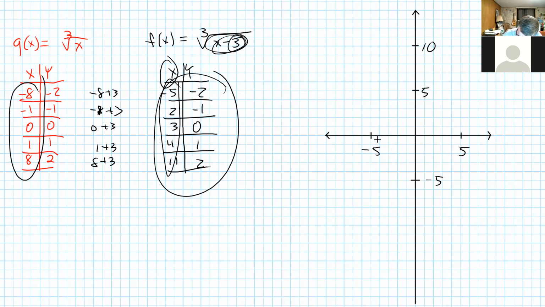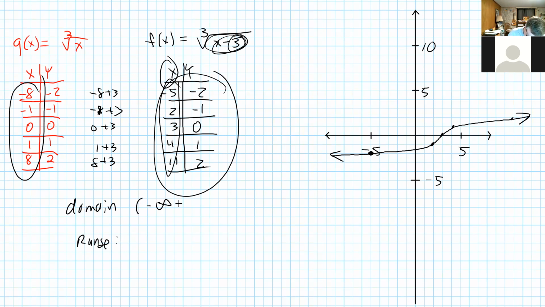Okay, negative 5, negative 2 is right there. And let's see, 2, negative 1 is right there. 3, 0, 4, 1, and 11, 2. Let's see, 5, 6, 7, 8, 9, 10, 11, 2. Okay, so then my graph looks like that. It has similar characteristics to the previous graph. So my domain and my range is again going to be all real numbers.